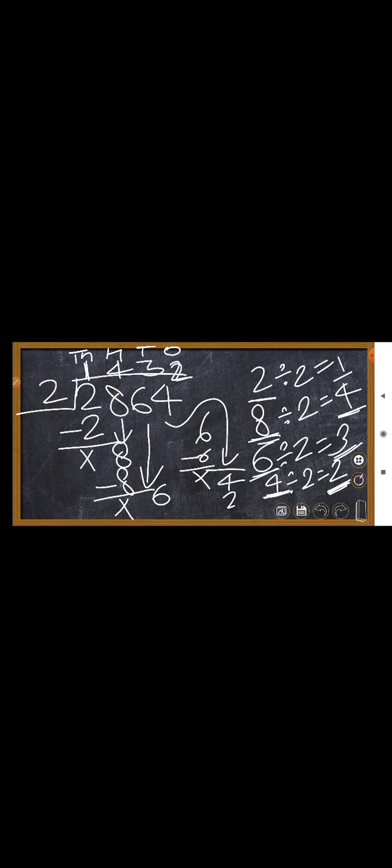Now 2 twos are 4. When you subtract this, what will come? 0. So what is the answer? 1432. 1432 will be your answer. The quotient is 1432. I hope now you understand how to do the division.